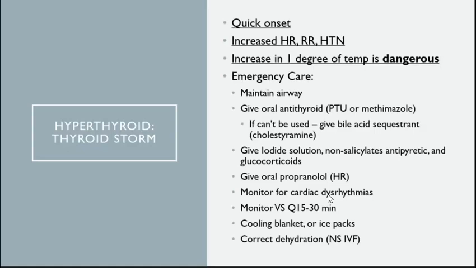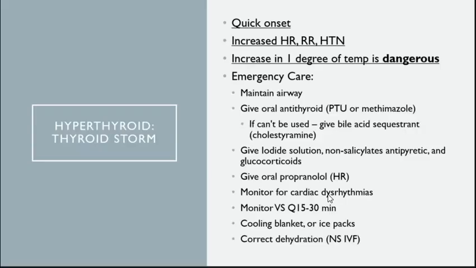So things that we need to monitor. Remember, it is a quick onset. So increased heart rate, respiratory rate, and hypertension. An increase in 1 degree of temperature is dangerous. So if your patient's at 99 degree temp and they go up to 100, that is not a good sign.